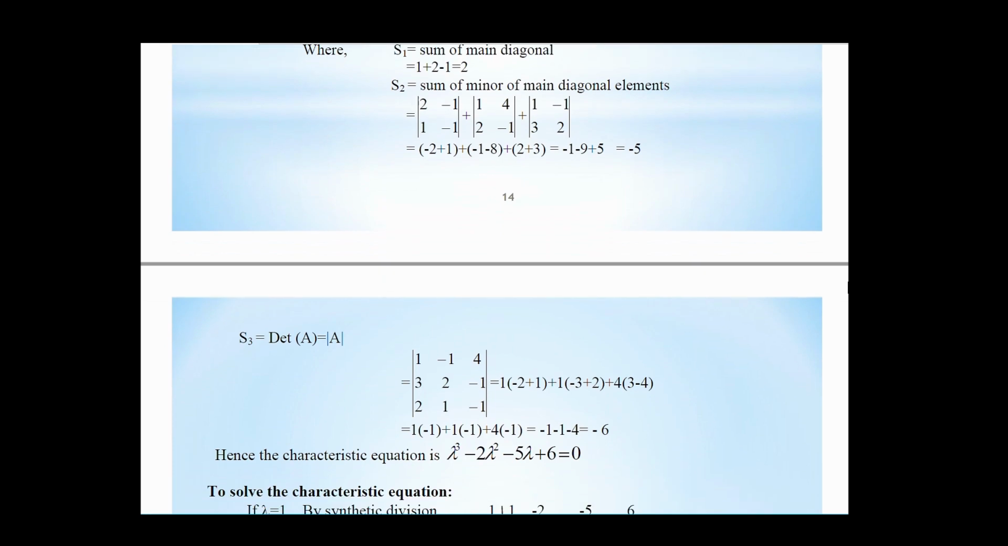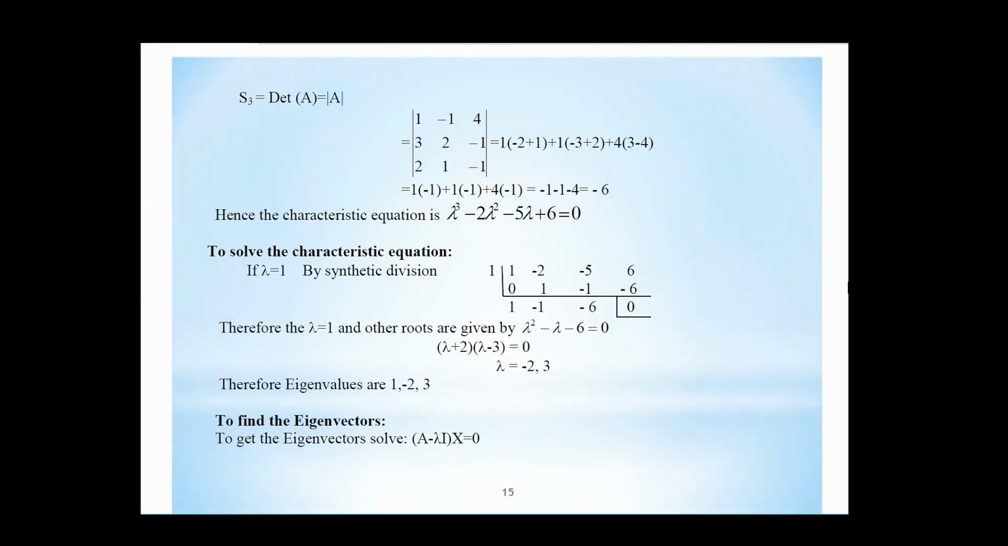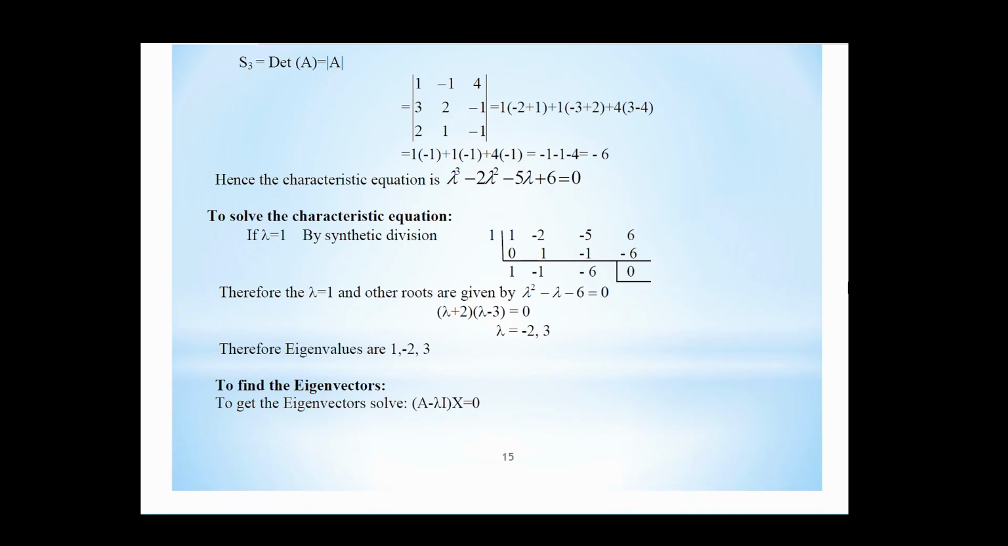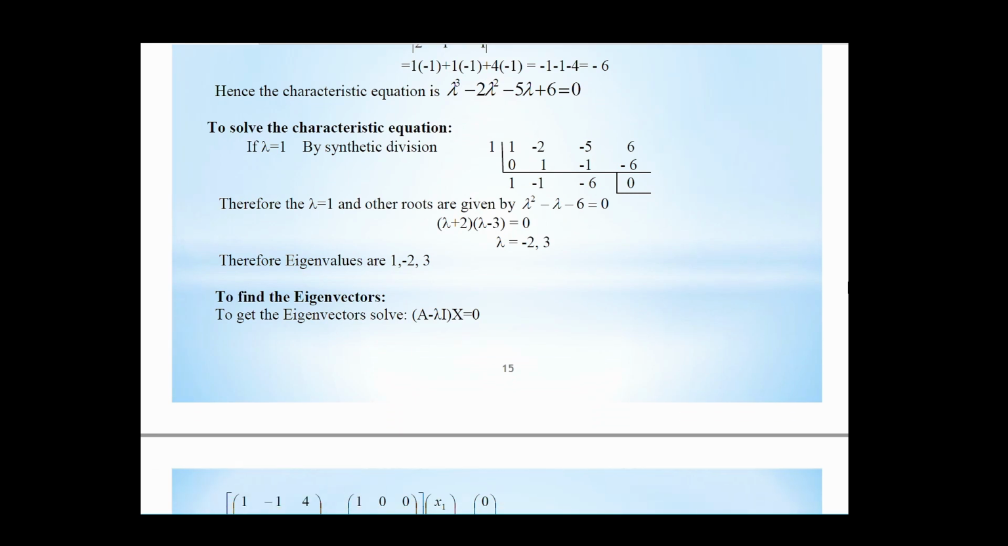As usual, s1 is nothing but the sum of the main diagonal. Here s1 equal to 2, and s2 equal to the sum of minors of the main diagonal elements; we get s2 equal to minus 5, and s3 equal to determinant A, we get s3 equal to minus 6. Substituting these s1, s2, s3 in the characteristic equation, we get lambda cube minus 2 lambda squared minus 5 lambda plus 6 equal to 0. So here we get 3 eigenvalues.